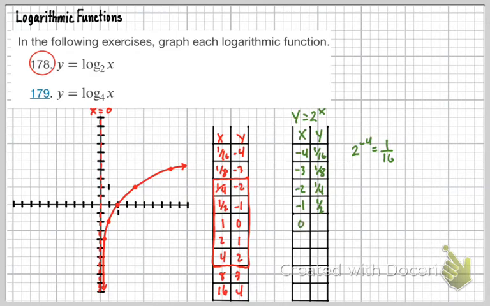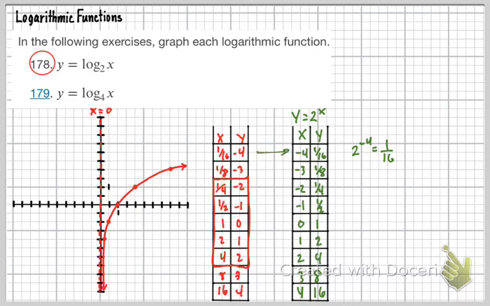And at 0, anything to 0 power is 1. And then at 1, it's going to be 2. And then at 2, it's going to be 4. Then at 3, it's going to be 8. And at 4, it's going to be 16. Now take a look at these two tables side by side.